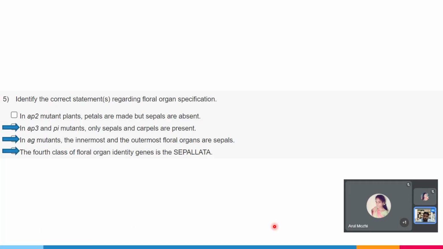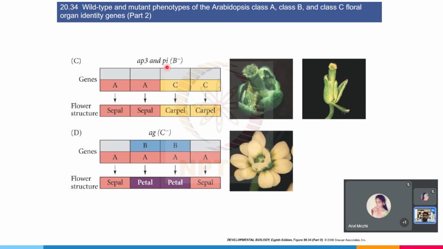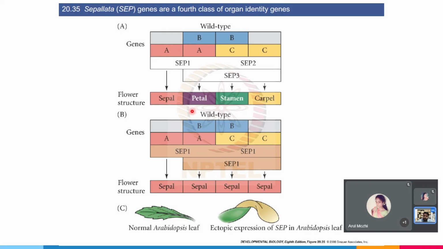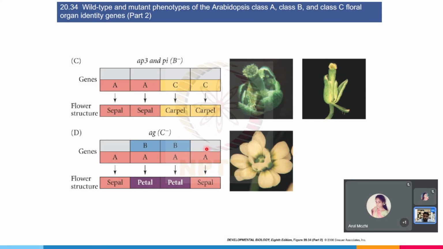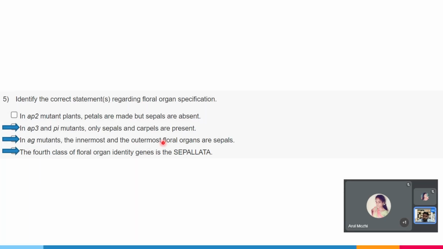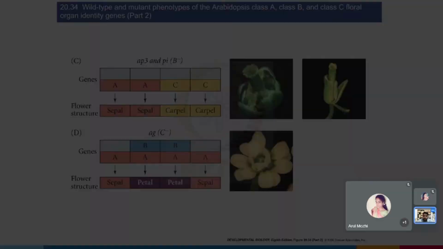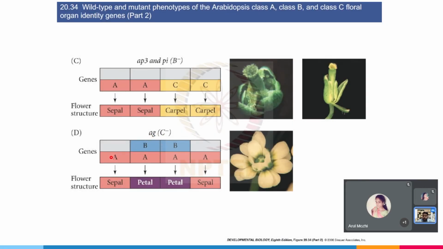Thus, if we go back to our question, let's look at it. In AP3 and PI mutants, only sepals and carpels are present. So this is true. In AG mutants, the innermost and outermost floral organs are sepal. So in AG mutants, the outermost and the innermost are both sepals.